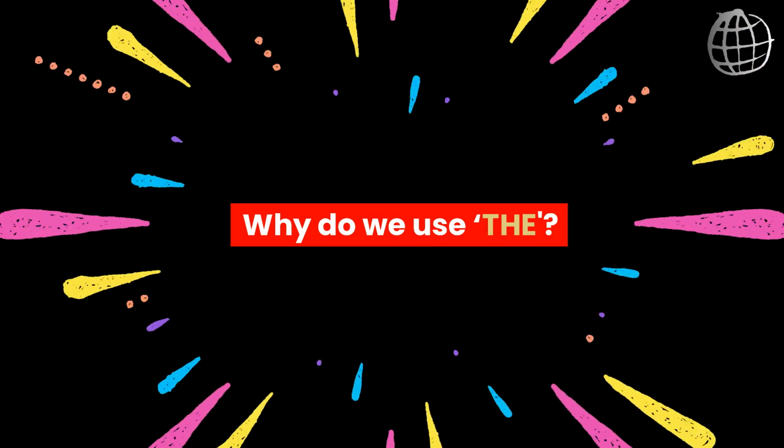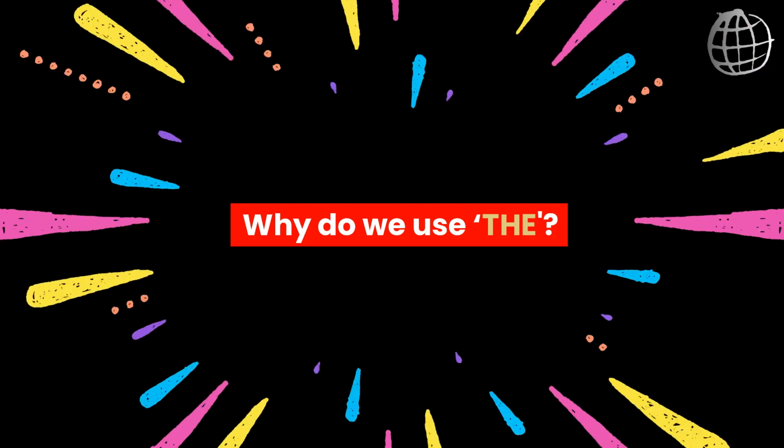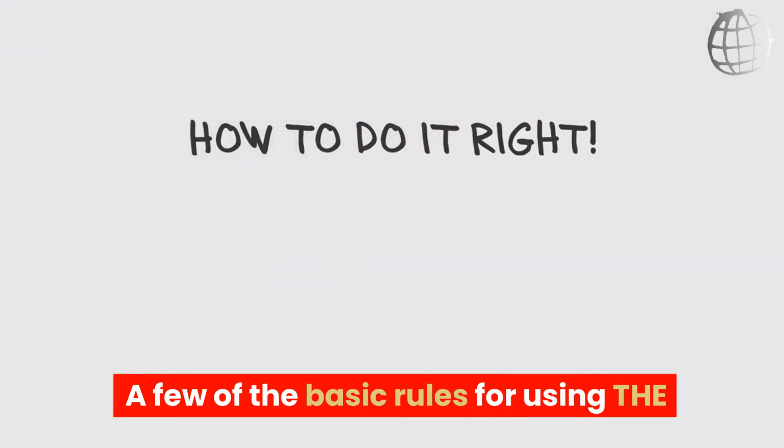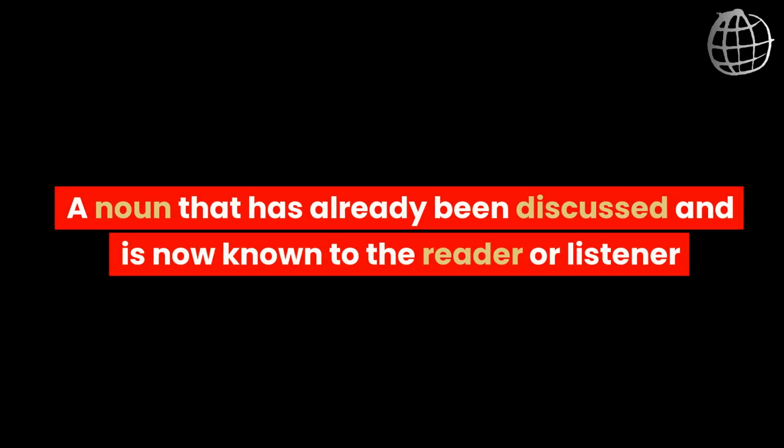Okay, now that we've got pronunciation sorted, let's do a quick review of why we use the word. Of course, it is the most used word in the English language. That's because it's our definite article. Let's look at a few basic rules for using it. We use it to talk about a noun that has already been discussed and is now known to the reader or listener. Let me give you an example.